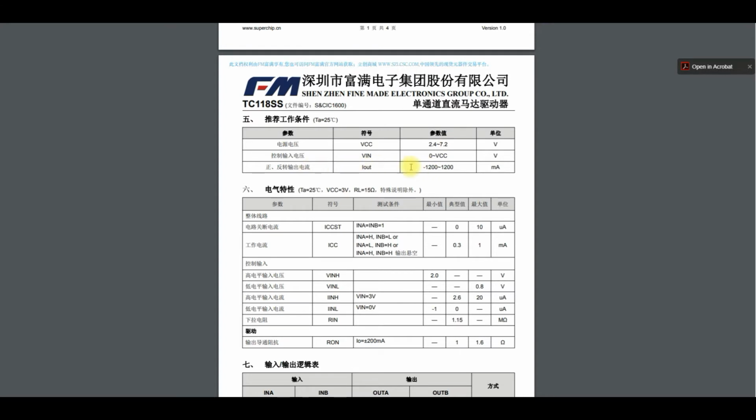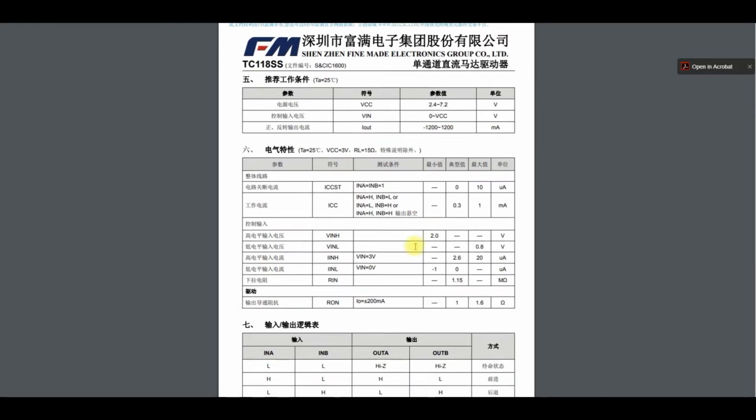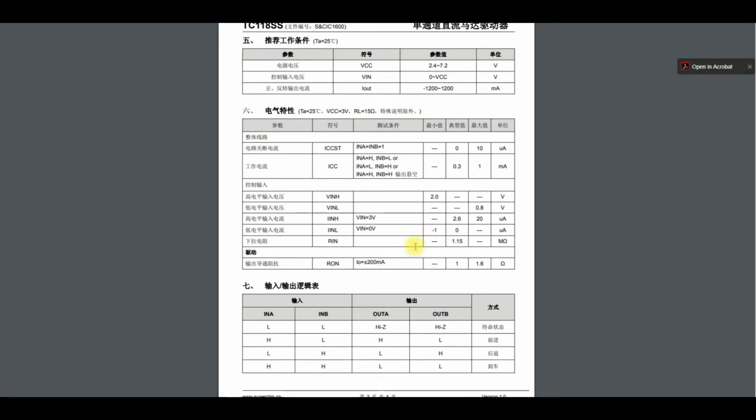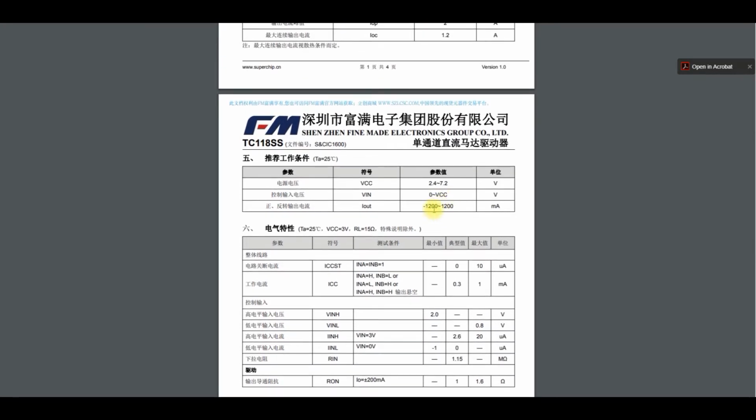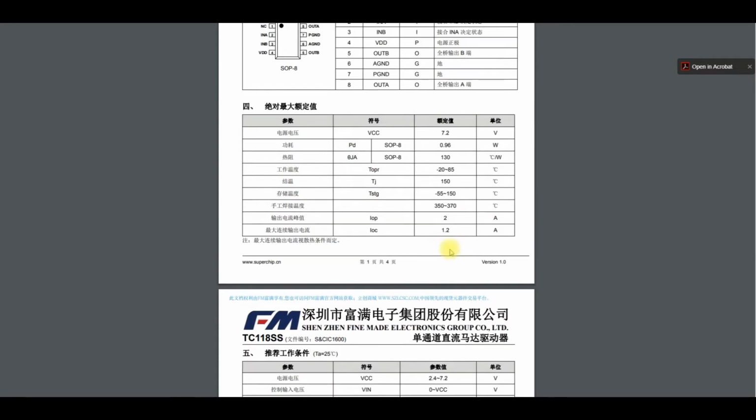The current then 1.2 amps, so I guess that's probably peak. I'm not sure if it's a continuous, doesn't really matter. We're not really going to be going that high with an N20 motor anyway, but it's good to know that 1.2 amps is the max.